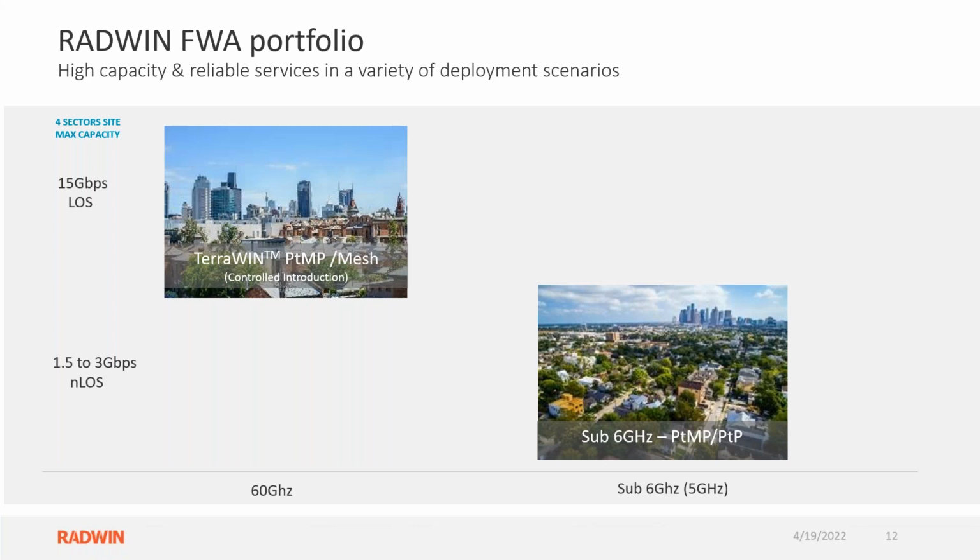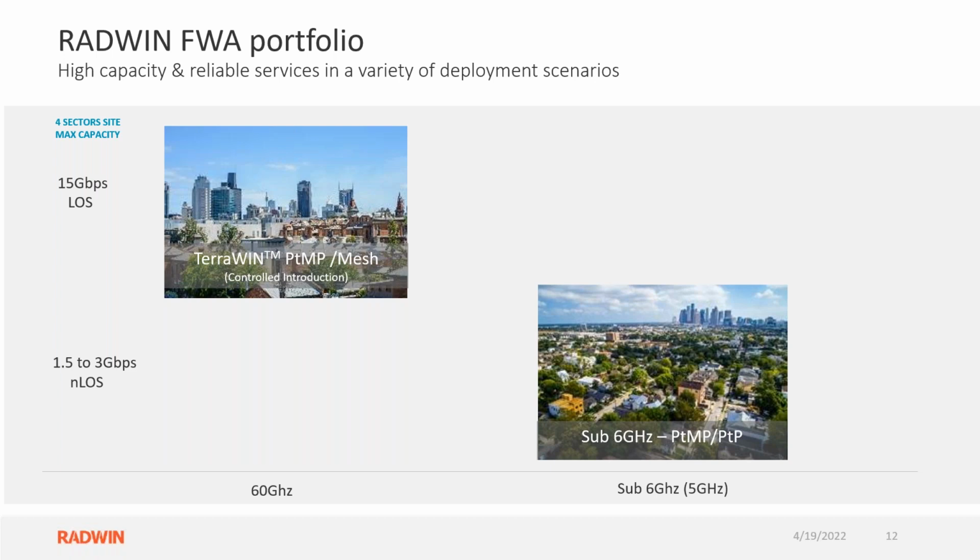So here we go. We're looking at two particular types of product lines within RADWIN. We have what we call our extreme high speed, which is the TeraWin product. That is a 60 gigahertz product. It covers an extremely short distance, but it's extremely high speed. We're talking gigabit to each one of the subscribers, but it is a very short distance, maybe 3/4 of a mile. But very, very high speed.